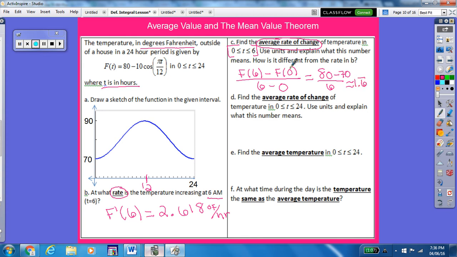And we're going to use our units. This is a rate, again, temperature by time. So it'll be degrees Fahrenheit per hour.